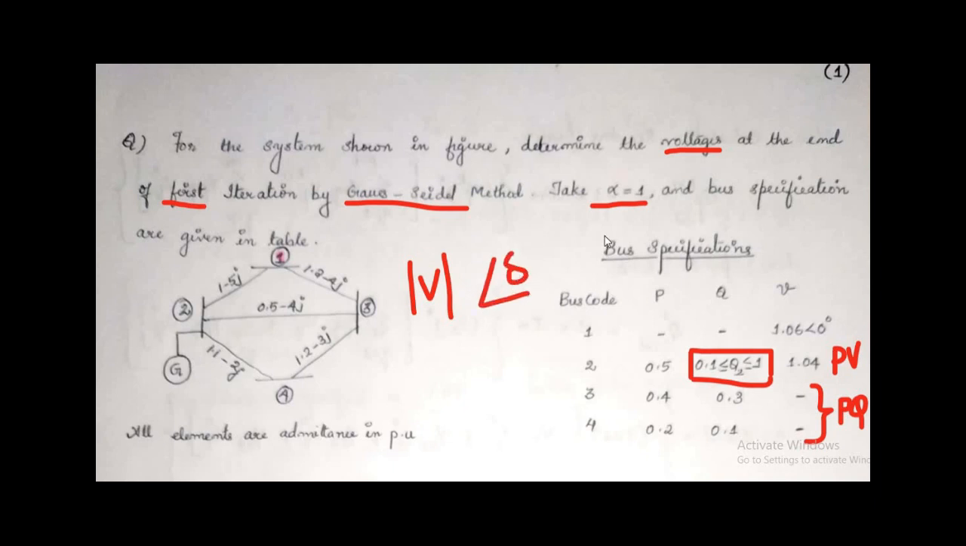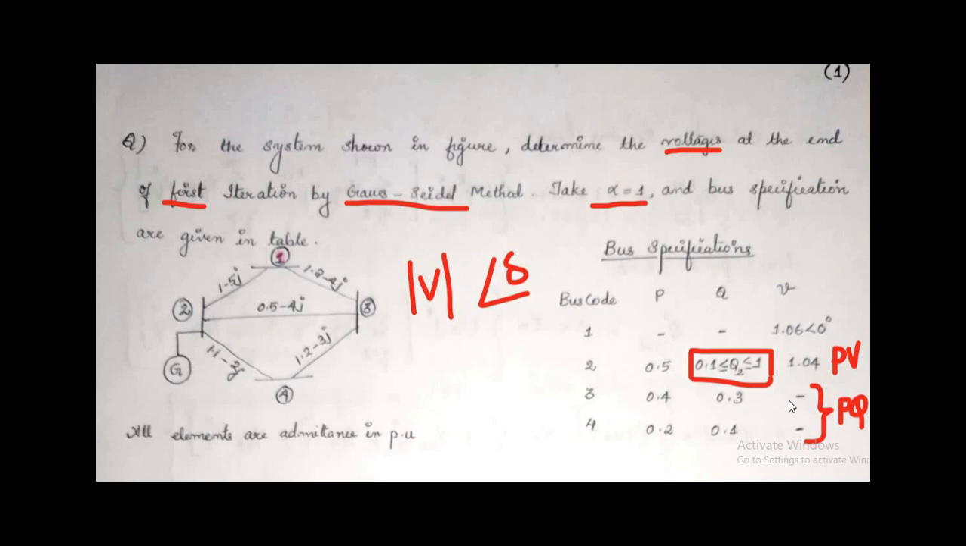How will you represent angle? Angle is represented as delta. So every voltage has what? Magnitude part and its angle part. So in the slack bus, do we need to calculate its magnitude and its angle? No, because it is given. Now the second bus, what all things we need to calculate? Do we need to calculate magnitude? No, magnitude is given. So here you need to calculate delta only.